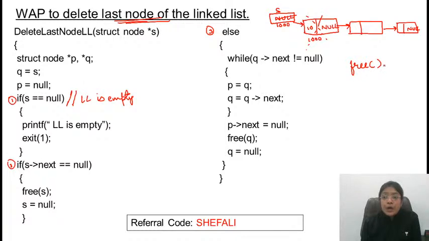So in the free function, you need to mention what location, what node you want to deallocate. You want to free, right? So here we need to pass the pointer to the node which you want to delete.